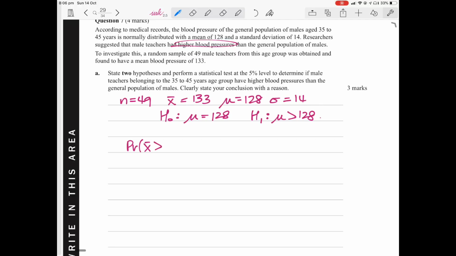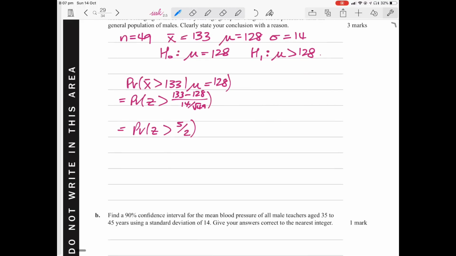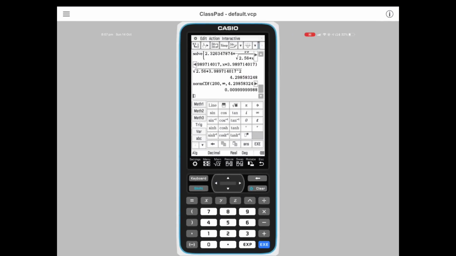The probability that X bar is greater than 133 given mu is equal to 128 is equal to the probability that Z is greater than 133 minus 128 on 14 divided by root 49, which is the probability that Z is greater than 5 on 14 on root 49. 14 on 7 is 2, so 5 on 2. Okay, so the probability that Z is greater than 5 on 2.